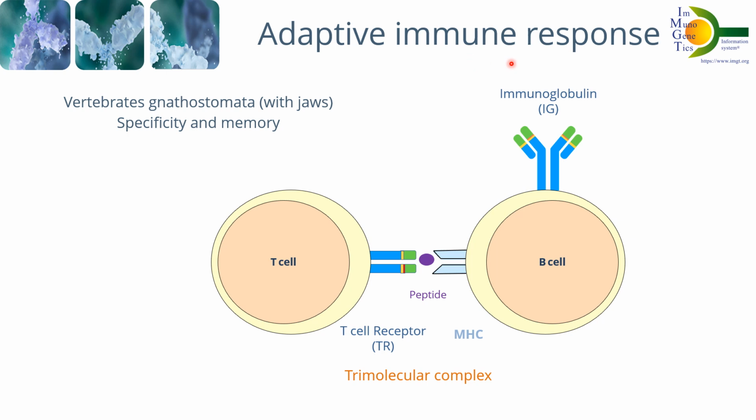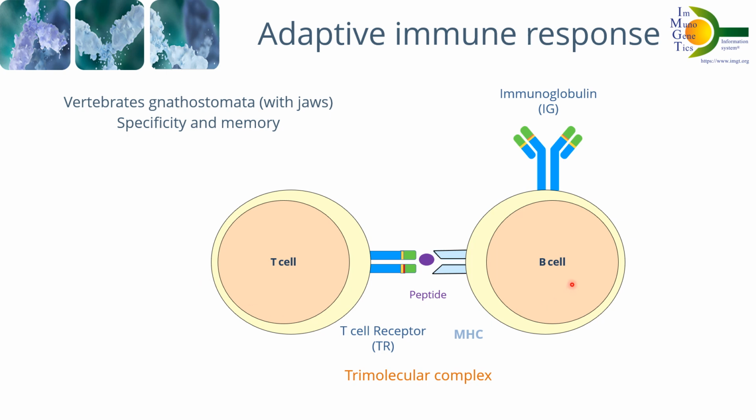The adaptive immune response is the primary focus of research within IMGT. We specifically study jawed vertebrates or gnathostomata, which range from fish to humans and span 450 million years of evolution. The adaptive immune response is distinguished by its specificity and memory. Here we have a simplified schematic representation that illustrates an overview of the whole adaptive immune response.